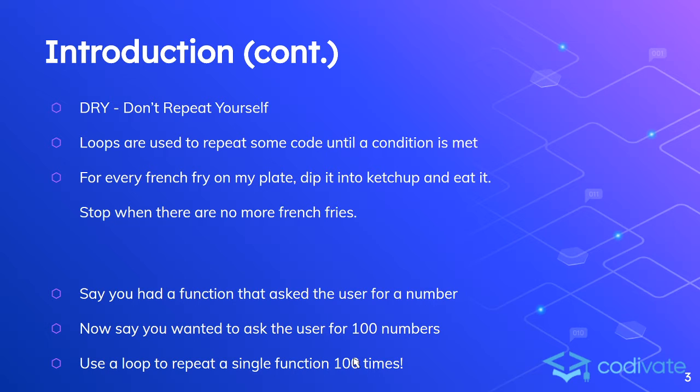Luckily for us, there's something called a loop in programming. Loops are used to repeat some code until a condition is met. For example, let's talk about French fries. For every French fry on my plate, dip it in ketchup and eat it. Stop when there are no more French fries.